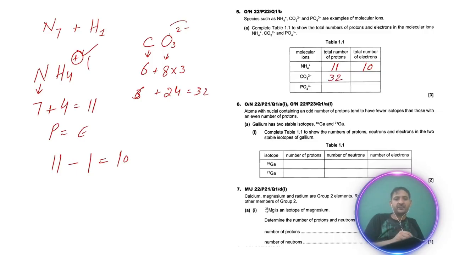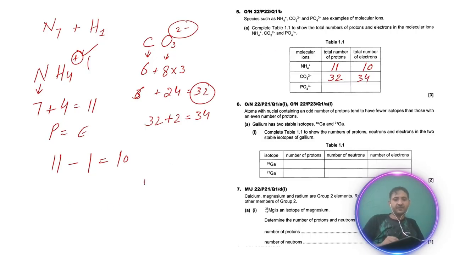There is a 2 negative charge, which means there are 2 extra electrons. The number of protons is 32, and the number of electrons would be 32, but the 2 negative sign means 2 extra electrons. It will become 34. Good. So next we have phosphate.